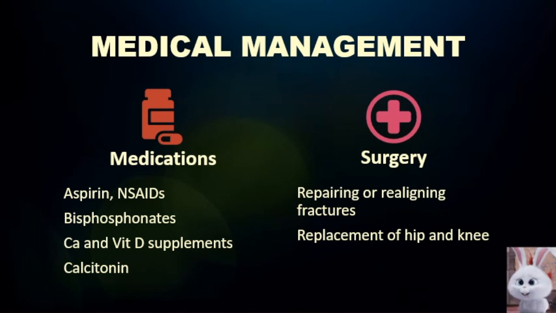So what is our medical management for this patient? Aspirin and NSAIDs for pain. Since the problem is the increase in osteoclastic activity, we go back to the drug of choice, which is also for osteoporosis, bisphosphonates. Then calcium and vitamin D supplements will be needed by your patient, especially during the time of bone repair. Then you'll have calcitonin, which could also help on your calcium levels. Then for surgery, there will be a need to repair or realign the fracture, and replacement of the hip and the knee.